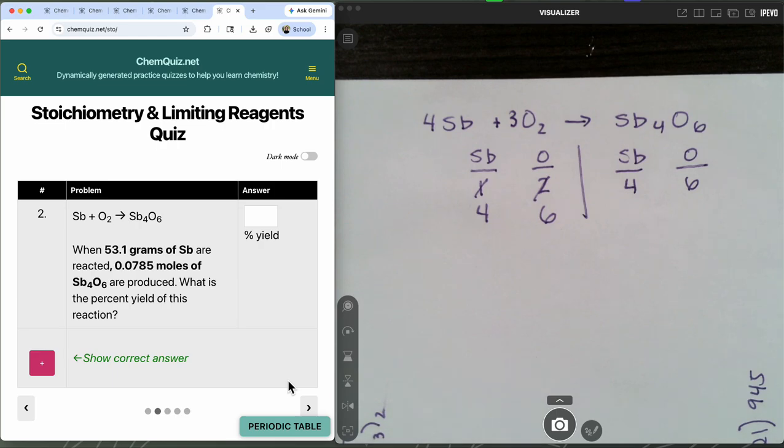Okay, so now let's read the problem, now that we've balanced it. 53.1 grams of SB, and when I talk my way through these problems, I like to point.